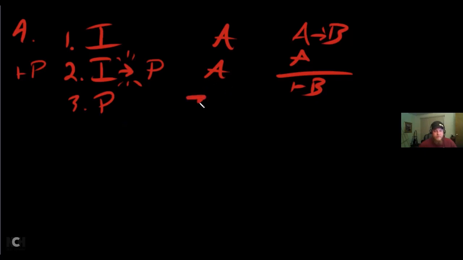How do we do that? Arrow out. Where was the arrow that we used? Line 2. Where was the left side match? Line 1. Hey, we did it. We were trying to solve for P. We got it. This is done.